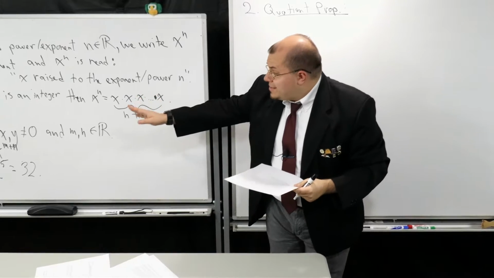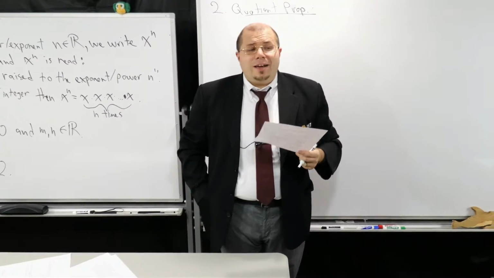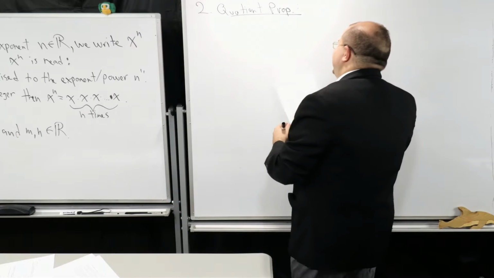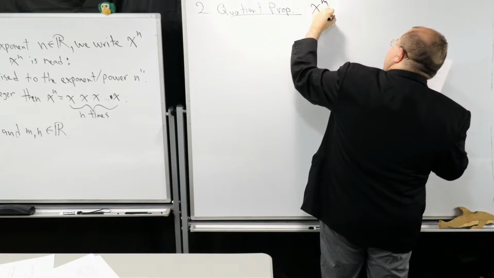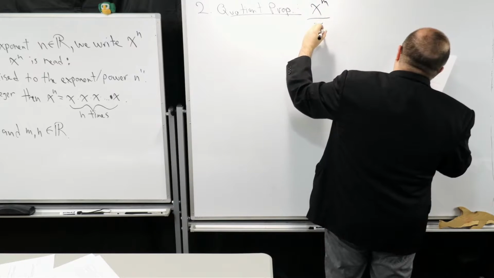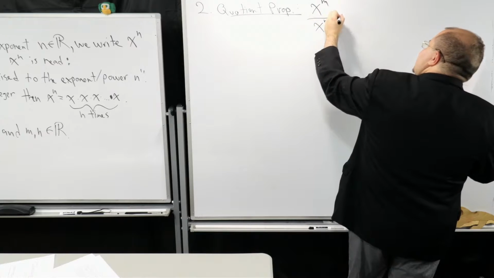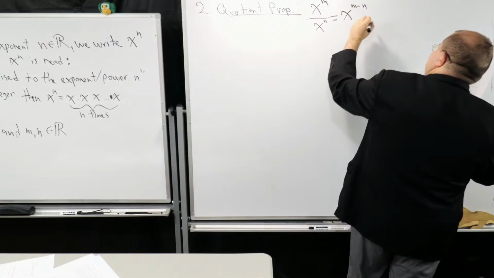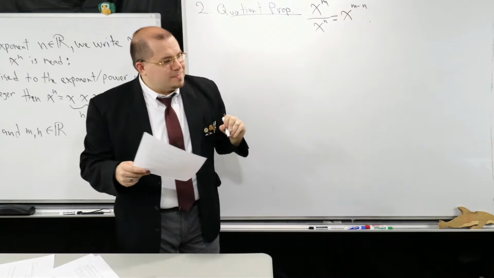Now, if you could see that in a product, it adds the exponents, you might guess what the quotient would do. If I have x raised to the m over x raised to the n, what should happen? Well, it should be that it subtracts them. So it becomes a difference. Instead of a sum, it's a difference.